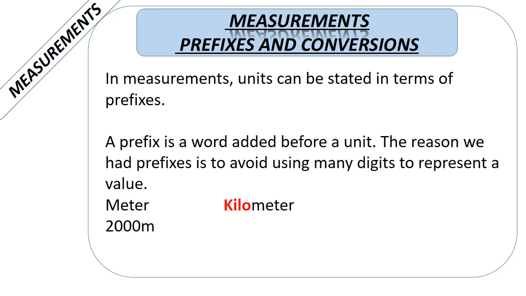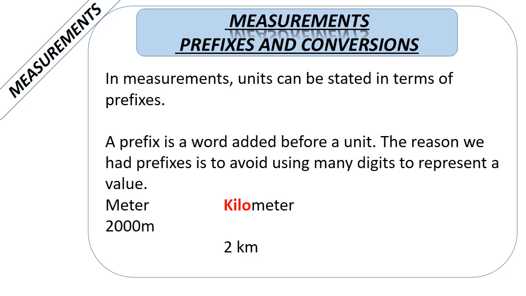So kilo, what does kilo mean? Kilo means 1000. So instead of writing 2000 meters, we can just write 2 kilometer, since kilo means 1000. So when you say 2 kilometer, it means 2000 meters. So that's what prefixes are, and that's what they do. So you can see that 2 kilometer has one digit as compared to 2000 meters, which has 4 digits.